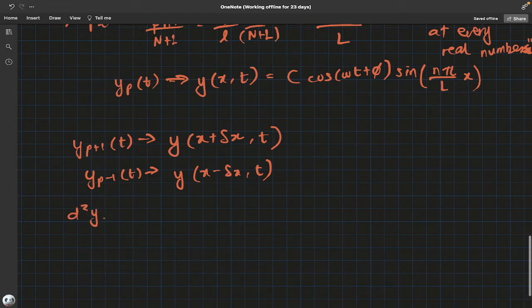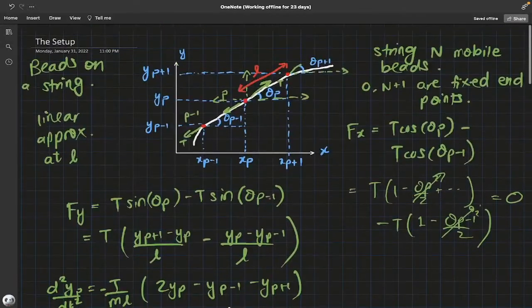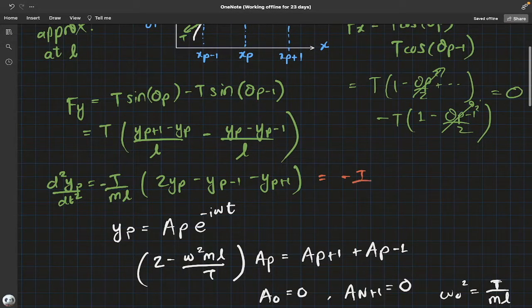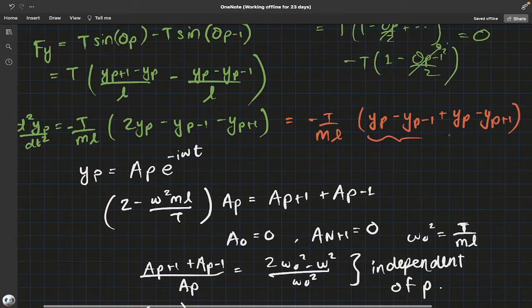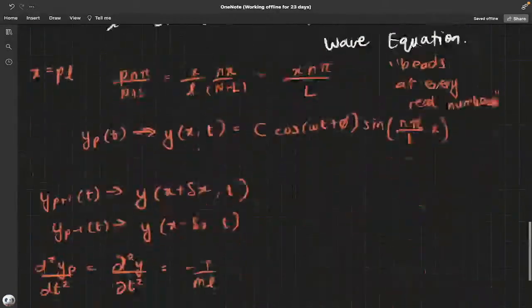And now we can just put this in for the equation. Second derivative of y sub p, but we can write this as a, we have to do a partial derivative because y is now a function of x and t, of y with respect to t. So that's two derivatives there. Negative T over ml. And you see the factor we have here. Let's just write this out for our convenience as yp minus y sub p minus 1 plus yp minus y sub p plus 1. Because now we can sort of use some properties.